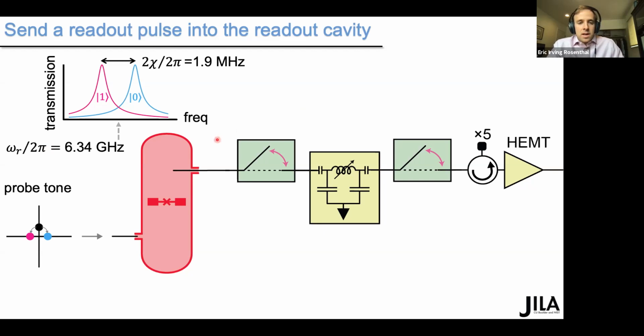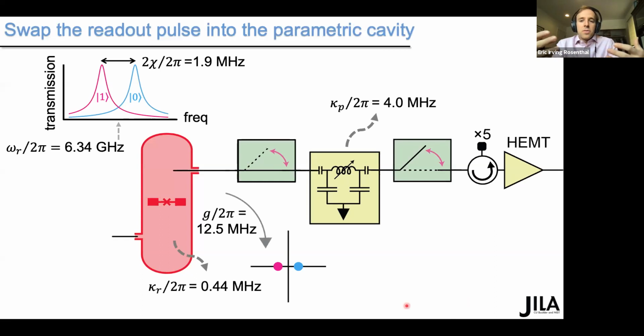So next, let's see. We put the left switch into transmit mode to turn on a swap interaction between the readout cavity and parametric cavity, swapping their states. So ideally vacuum in the parametric cavity and then some coherent state in the readout cavity. And importantly, the 12.5 megahertz coupling rate of this swap interaction is significantly larger than the loss rate of either cavity. And so we expect to lose little of the readout signal in this swap process.